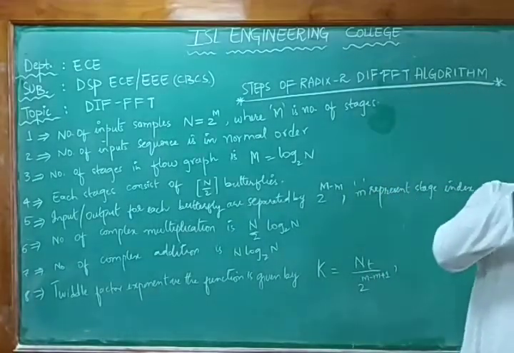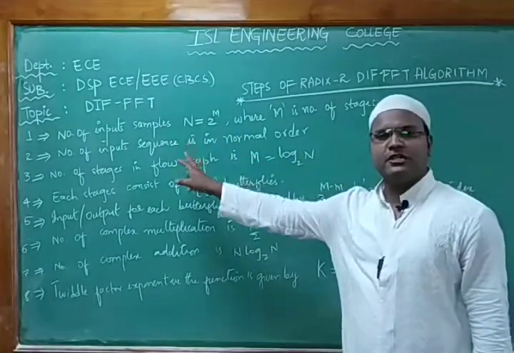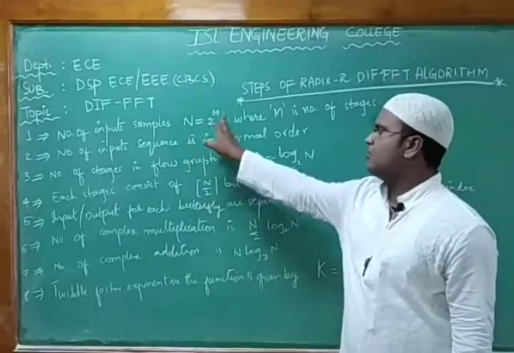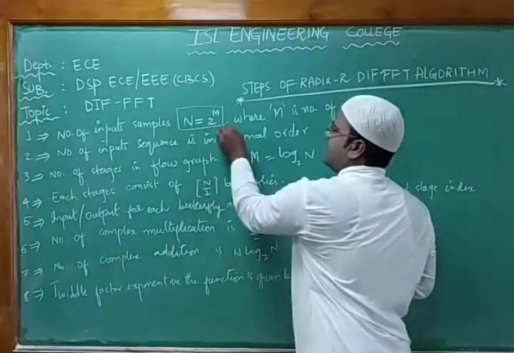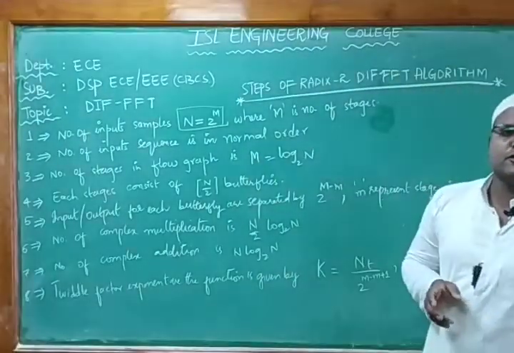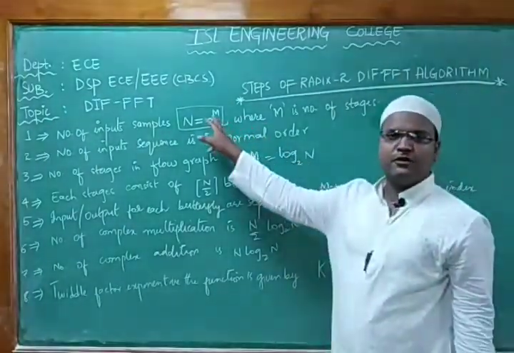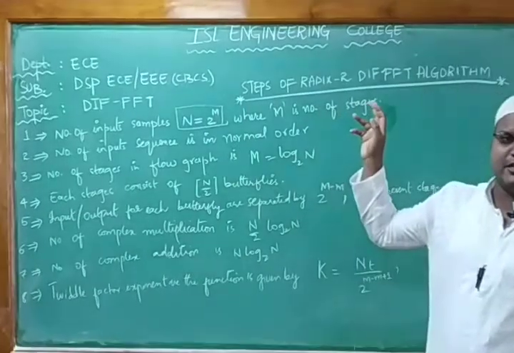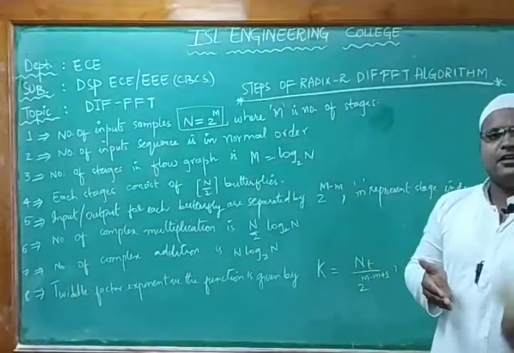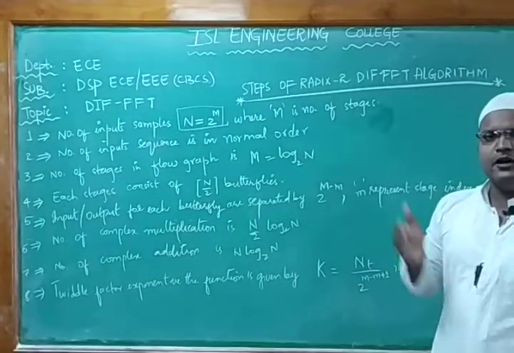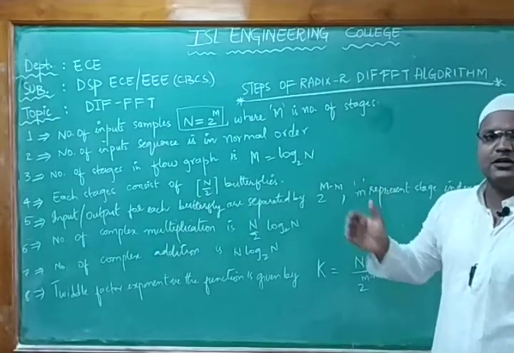So in that, what is the first input, the number of input combinations? Capital N is equal to 2 power M. If you have 2 stages, then the combination should be 2 power 2, that is 4, from 0 to 3 bits we will consider. If you have 3 stages, then we take 2 power 3, that means 8, and 8 would be 0 to 7. Those number of bits we have to take.